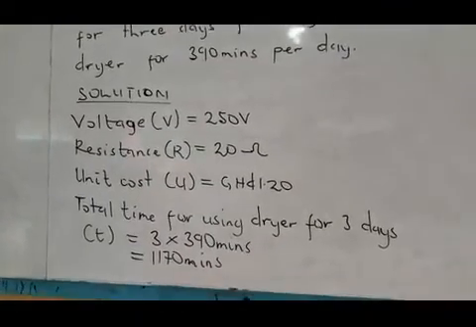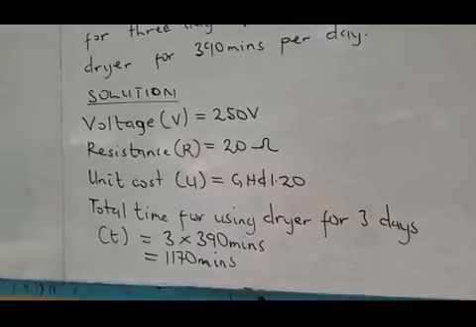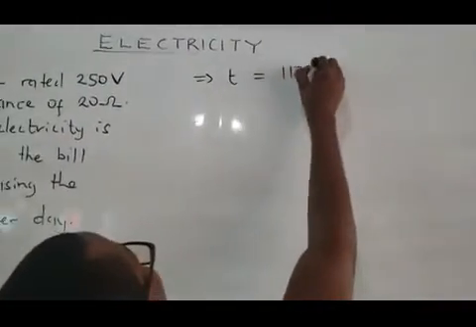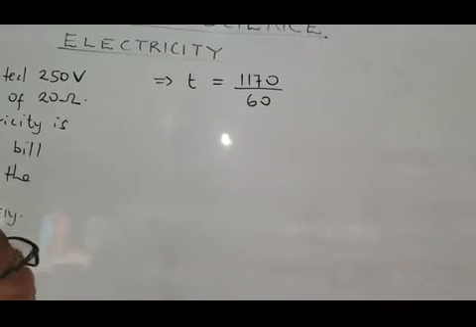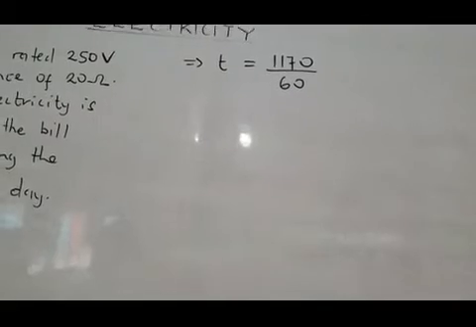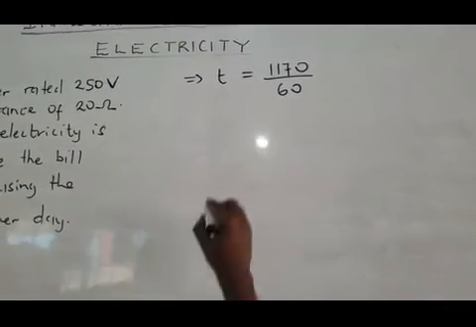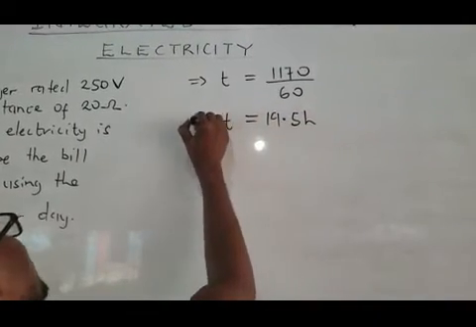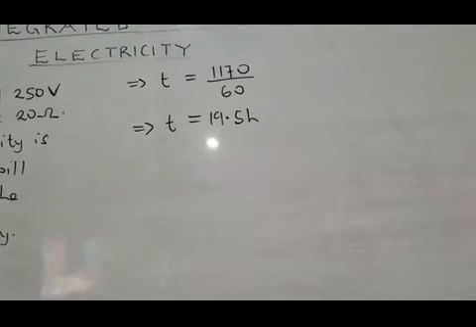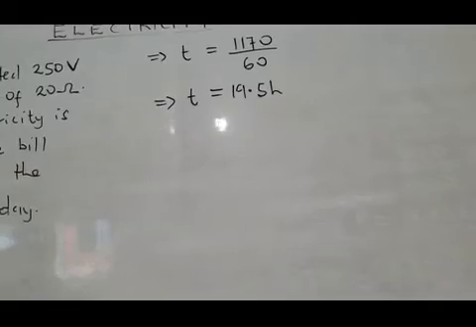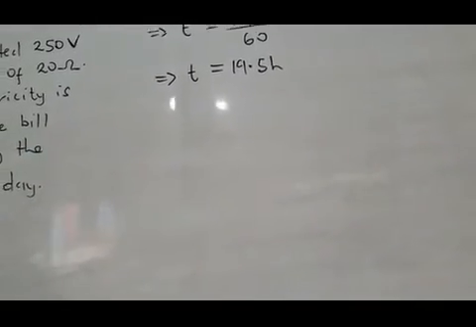We also know that our time should be in hours. So we convert that time into hours. How do you convert minutes to hours? You divide it by 60. So in converting minutes to hours, you divide by 60. So when you divide the 1170 by 60, that gives 19.5 hours. So that's the total time for using the dryer for 3 days, 19.5 hours. So these are the informations from the question.